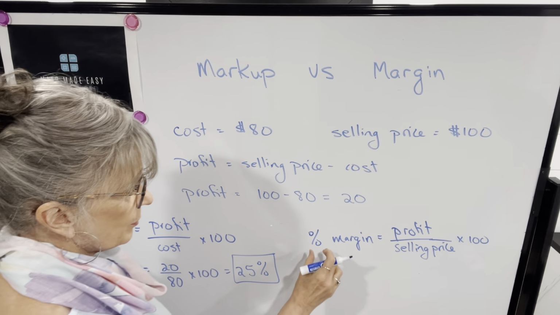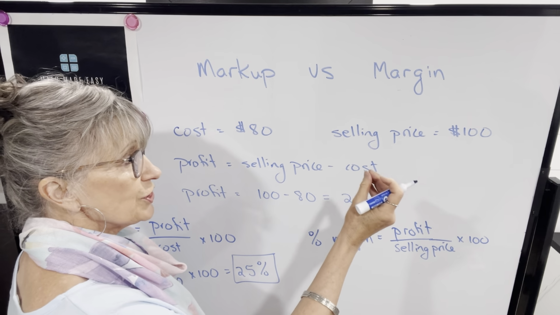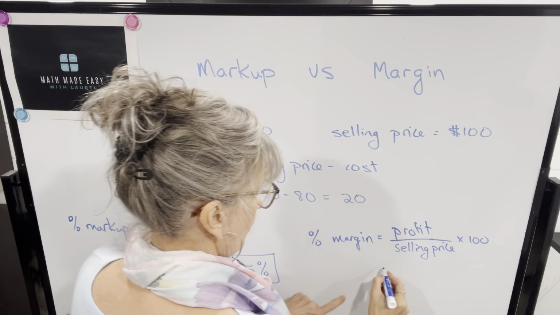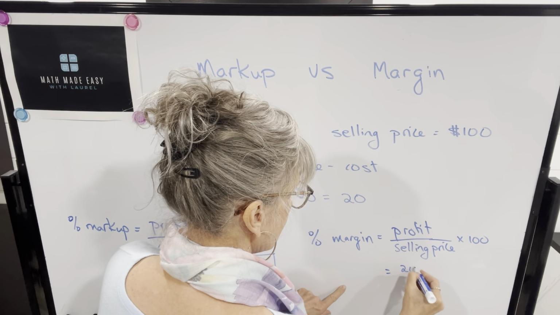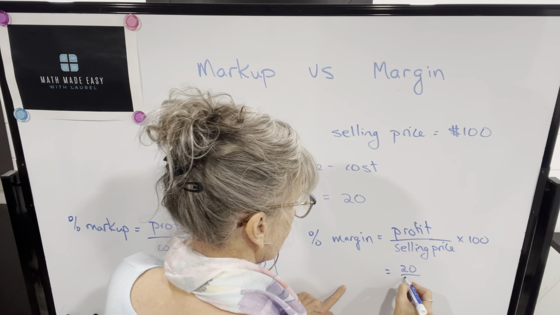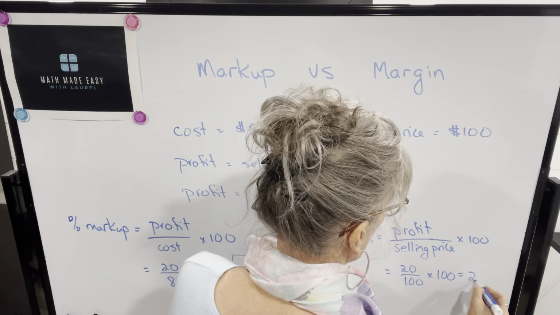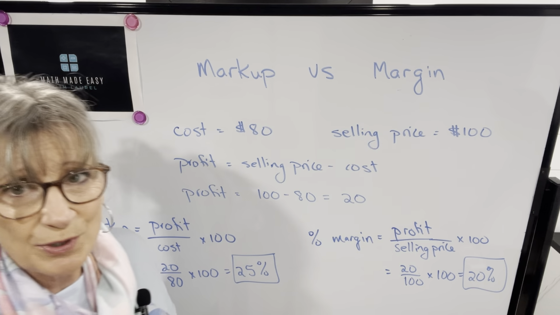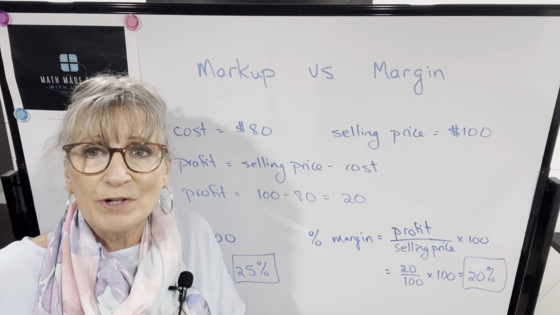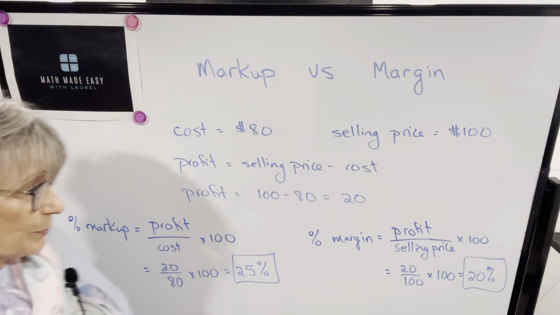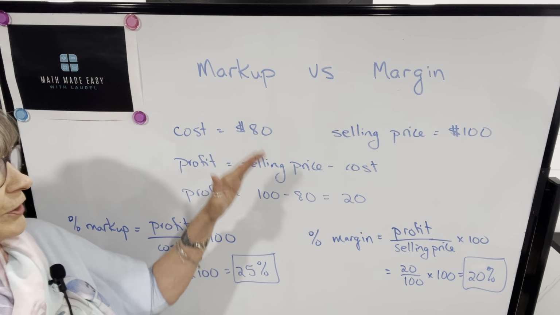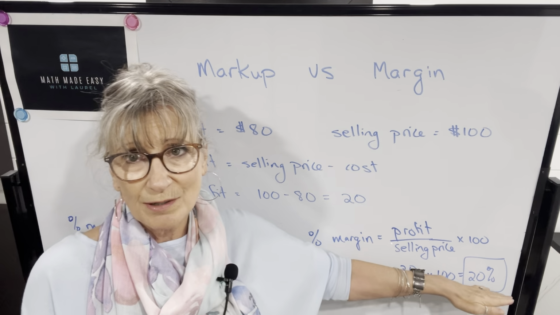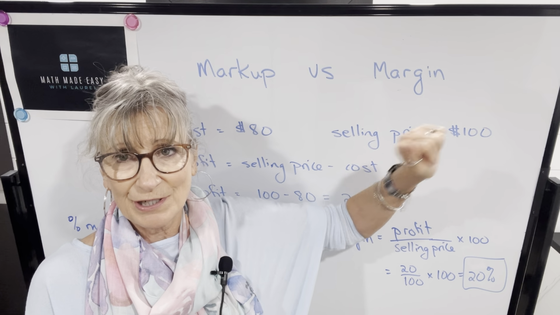On the other hand, the percent margin is based on selling price. So it's the same profit of $20, but our base now is $100. So our percent margin is 20%. So understand what a business means when they're talking about their percent markup based on their cost, or percent margin, which is based on selling price.